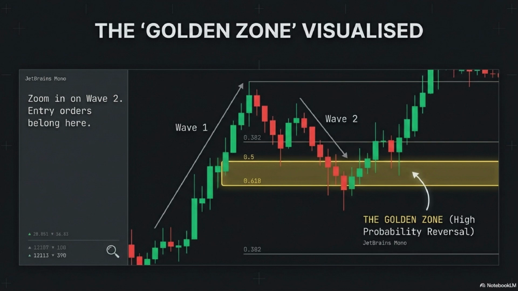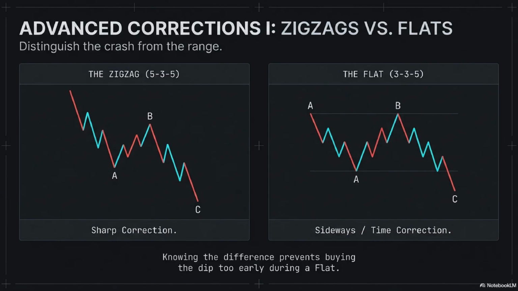The guideline of alternation. Markets avoid repetition. If Wave 2 is sharp and aggressive, Wave 4 will likely be sideways and slow. If Wave 2 is complex, Wave 4 will usually be simple. This guideline helps anticipate market behavior rather than react emotionally.